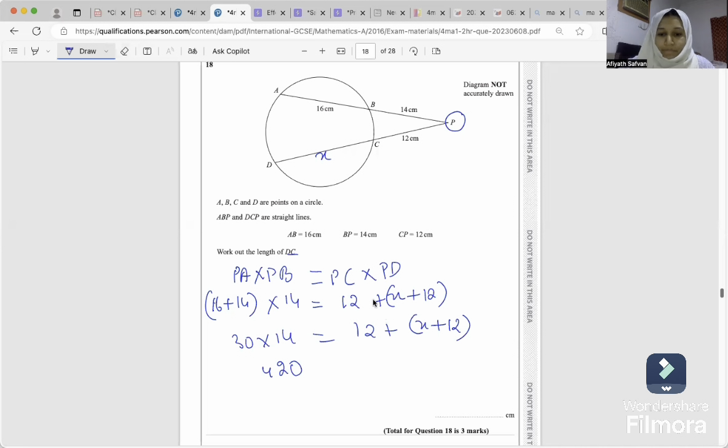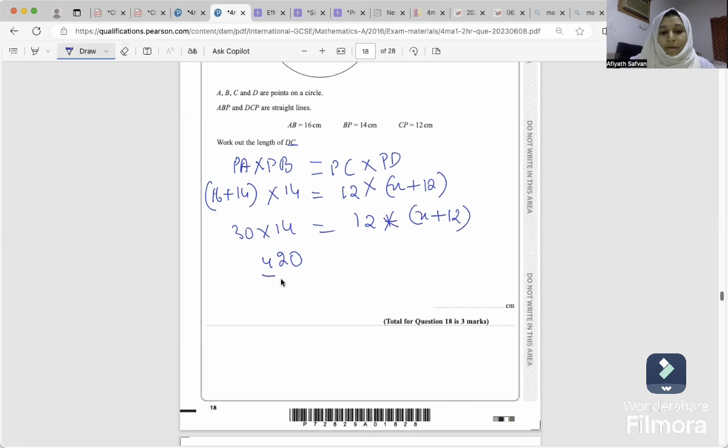So I have put a plus sign here, sorry, it should be a multiply symbol. So 420 divided by 12 is equal to x plus 12, right? So 420 divided by 12 is going to be 35. So 35, and the plus 12 will go to the left side as minus 12, which is going to be x. So 35 minus 12 is going to be 23. Therefore, the value of x is going to be 23.